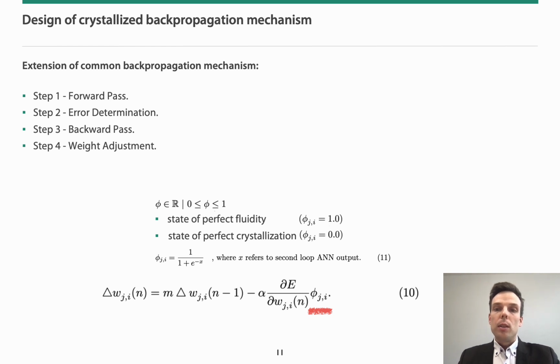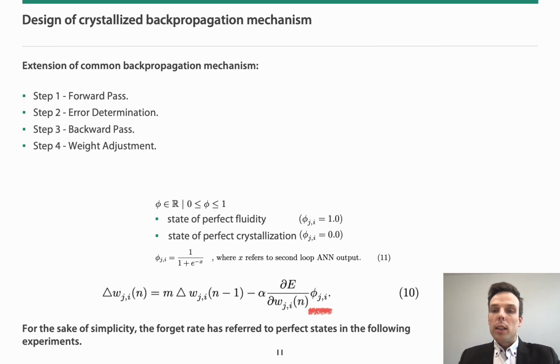So the interesting question is, where does the forgetting signal come from? Either this can be modeled by human model constructors, or it can come from higher cognitive level of the ANN itself. However, for the sake of simplicity, the forgetting rate has referred to perfect states in the following experiments only.